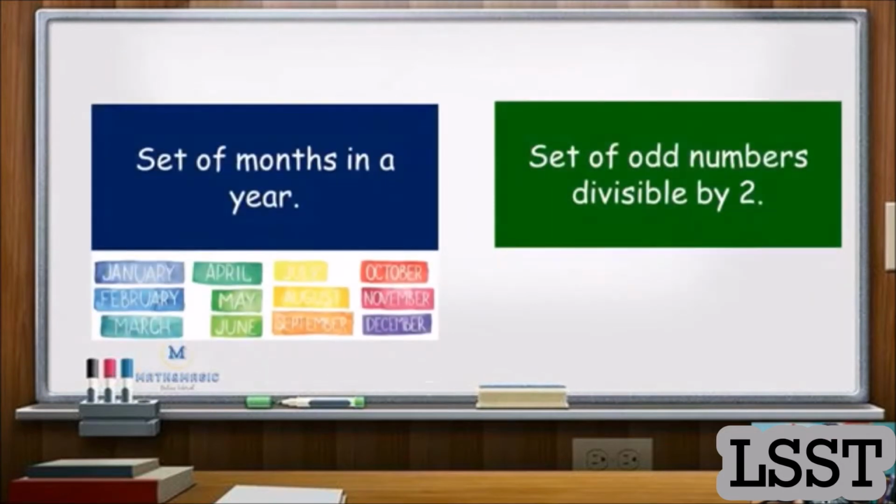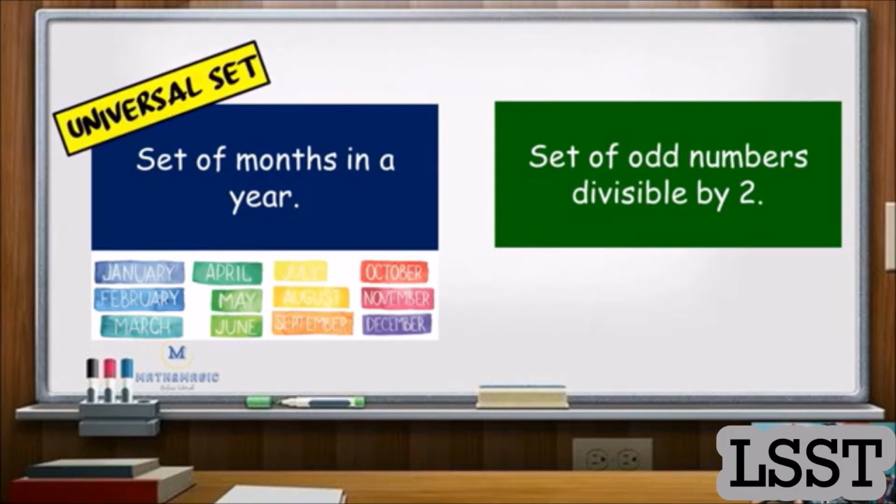Now, can you identify which of these is an example of universal and an example of an empty set? Very good. The set of months in a year is an example of universal set, while the set of odd numbers divisible by 2 is an empty set.